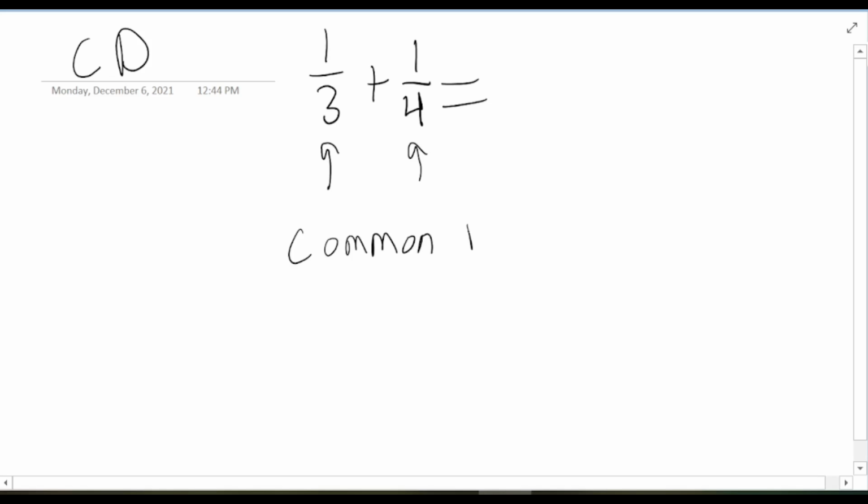denominator. And one way to find a common denominator is to take one of your fractions and multiply it by the other denominator. And then you do the same thing for the other fraction. And I'll show you what I'm talking about here. So we take 1/3 and we multiply it by the other denominator, which is 4. And remember, what we do to the bottom, we always do to the top.